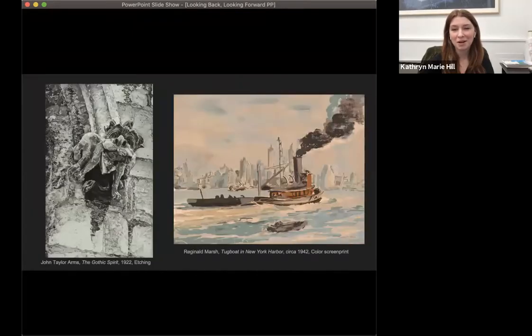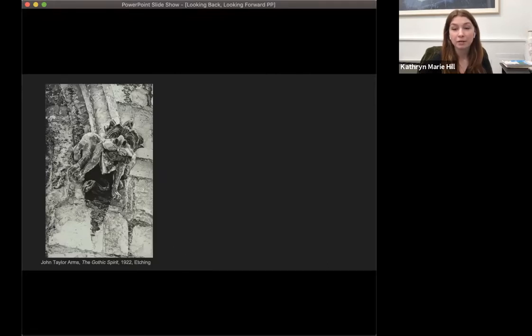In our second pairing, The Gothic Spirit by John Taylor Arms and Tugboat in New York Harbor by Reginald Marsh illustrate the different emblems of medieval and modern eras. In The Gothic Spirit, an etching by Arms printed in 1922, the stoic creature leans towards the viewer, meeting eye to eye. Its pronounced nose, high brow, softly sculpted mouth, and amiable expression gesture to the creature's careful observation.